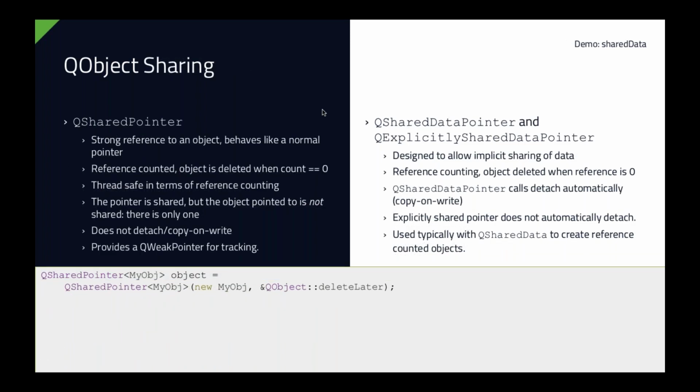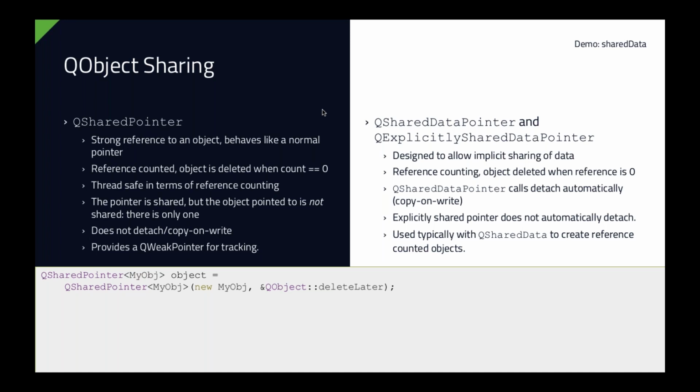We also have a couple of pointers used for sharing data objects. So these are the non-QObject classes, or rather the QObject classes on the left-hand side. Shared pointer is used for passing around a strong reference to an object, behaving like a normal pointer. So this is a shared pointer which is designed so that you can share the pointer, and it uses a reference counting mechanism on the inside. When that count drops to 0, it's deleted.